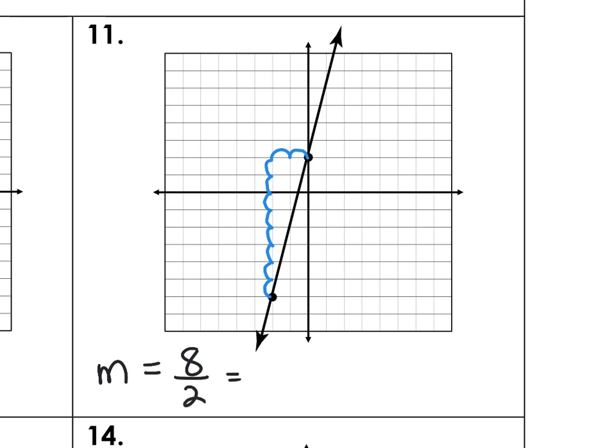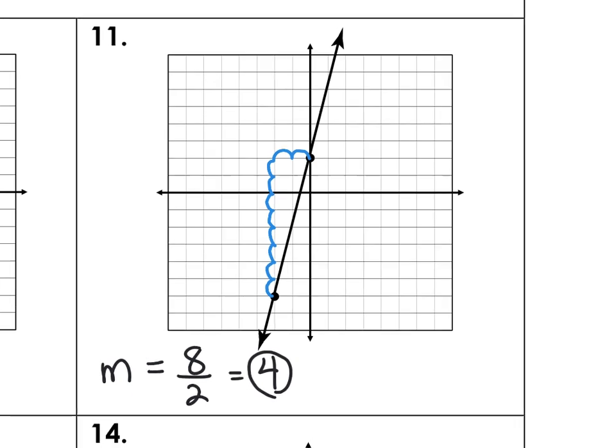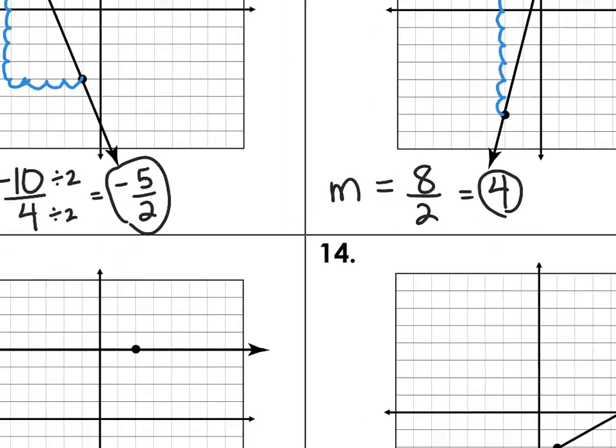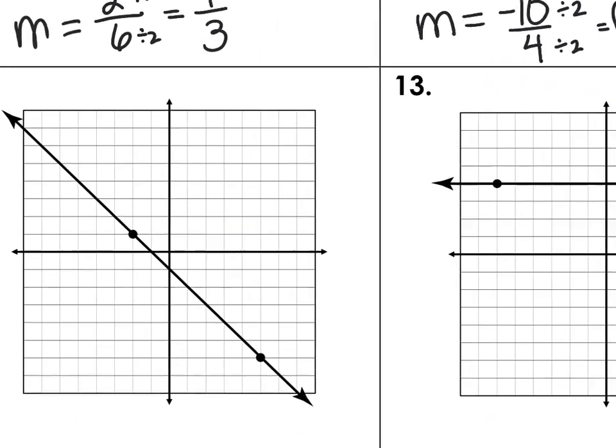I can divide both of those by 2. 8 divided by 2 is 4. 2 divided by 2 is 1. So you get 4/1, which is 4. That's my answer. And I told you it's going to be a positive number, because it's a positive slope. We're going to move over to number 12.